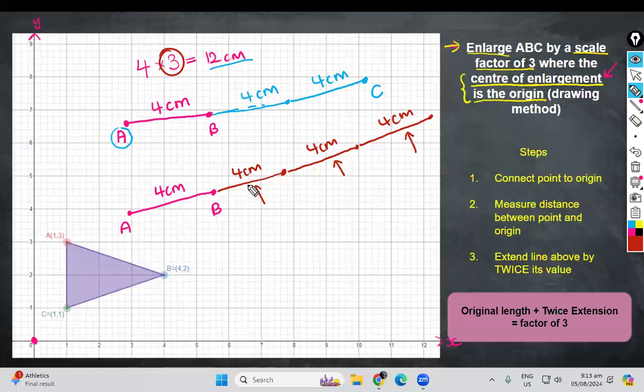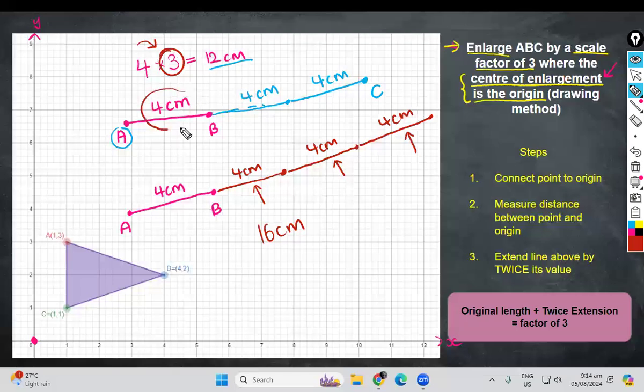But if I put 3 extra 4 centimeters, what is the full length of the line in my wrong analysis? The full length is 16, 4 plus 4 plus 4 plus 4. The full length would be 16. I did not make it 3 times longer. I made it how much times longer by mistake? 4 times longer.